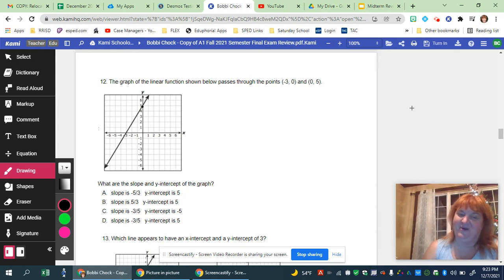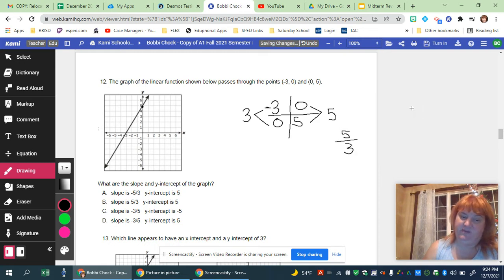But if you had another one that was positive, you would make a table. So here's our table. To go from 0 to 5, that's a plus 5. To go from -3 to 0 is a 3. So that would be 5/3. So you know it's 5/3, so it's definitely not these two. It's a positive graph, so it's a positive 5/3. And my y-intercept is 5. So that's my answer.